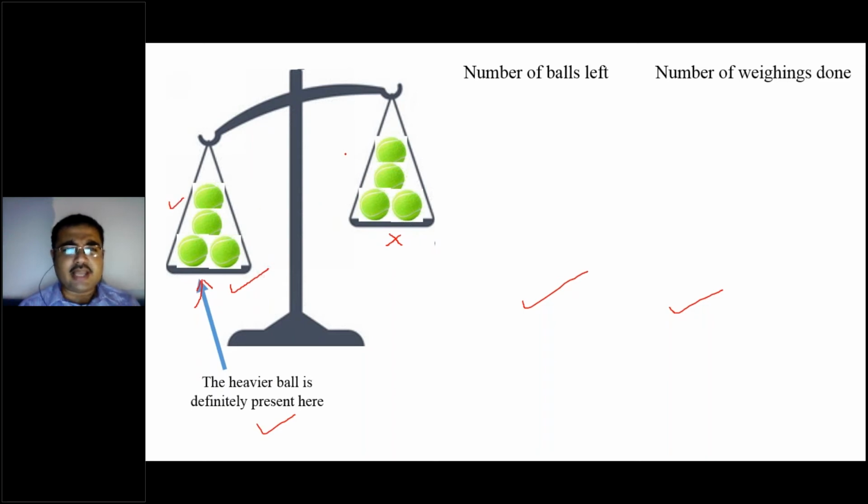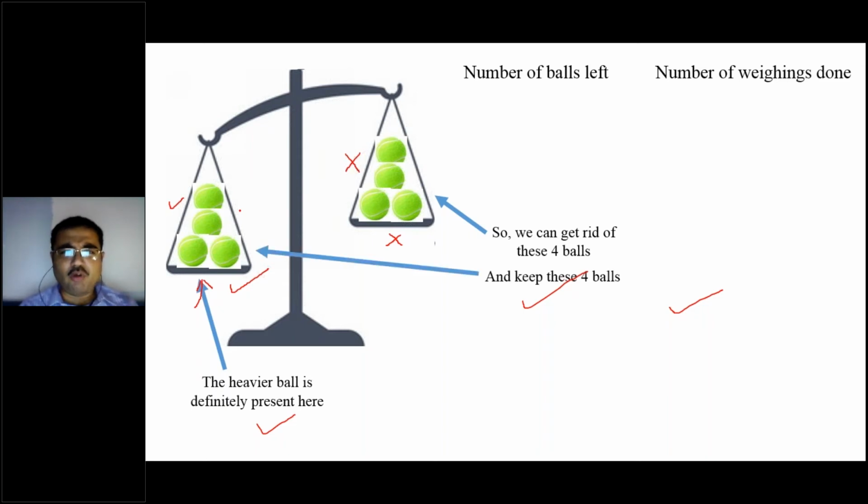Now can I get rid of these 4 balls? Because I know that the heavier ball is not present in these 4 balls. Yes, we can get rid of these 4 balls now. I'm left with only these 4. I can say the number of balls left is 4. The number of weighings done till now is 1. Which 4 am I left with? I'm left with these 4.